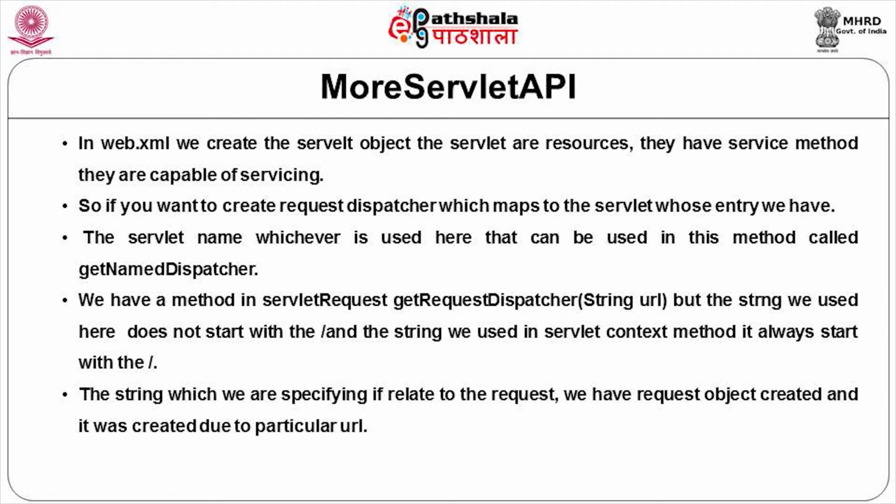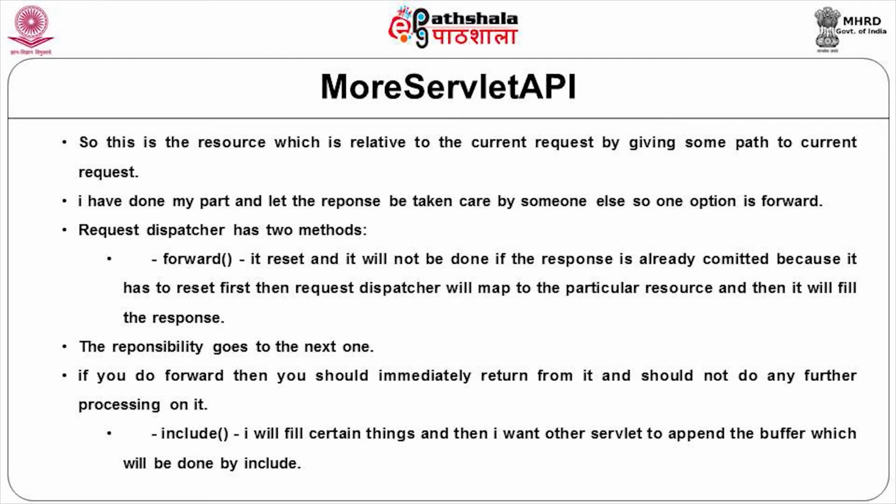See, we have a request object being created. This request was created because of a particular URL. So this is a resource which is relative to the current request. So we can create a request dispatcher relative to the current request by giving some path relative to the current request. So that's three different ways of creating a request dispatcher. Now once you have a request dispatcher, our interest is, I have done my part, let the rest of the things be taken care of, I am not interested in putting the response to it.